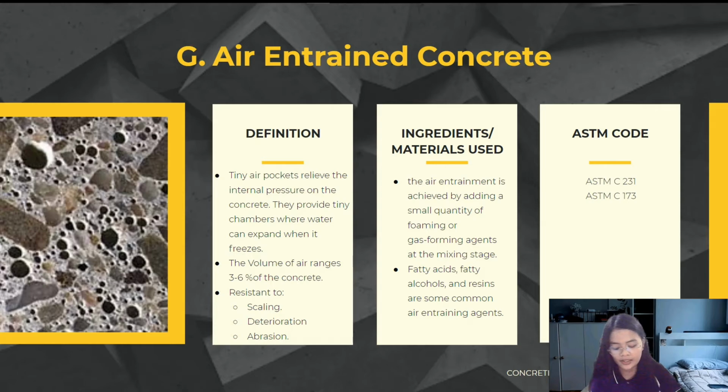So, this must be done under careful engineering supervision since the concrete is mixed on the job site. The amount of air entrained is usually about 3 to 4% of the total volume of the concrete. Almost all concrete used in a freezing environment or where there are freeze-thaw cycles is air entrained. This type of concrete is resistant to scaling, retardation, and abrasion. ASTM code for this type of concrete is ASTM C231 or kaya naman ASTM C173.